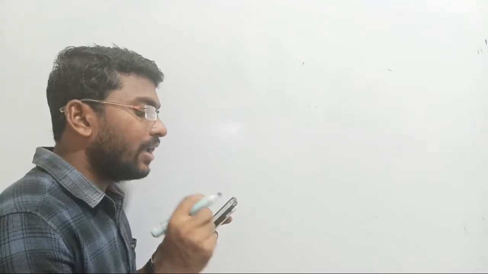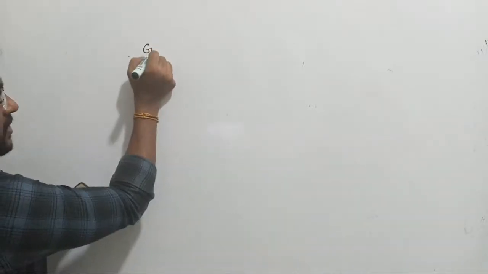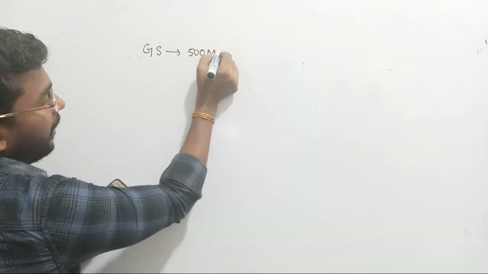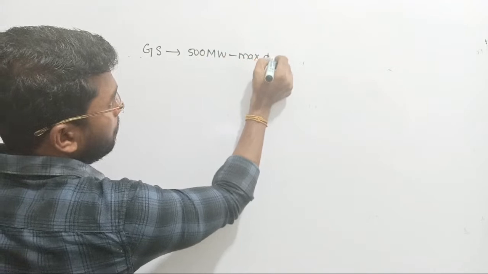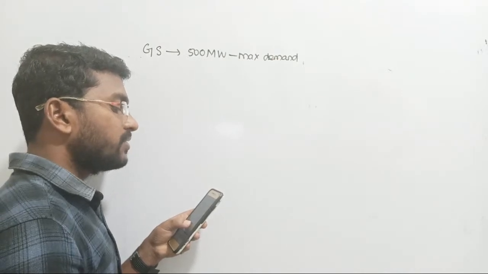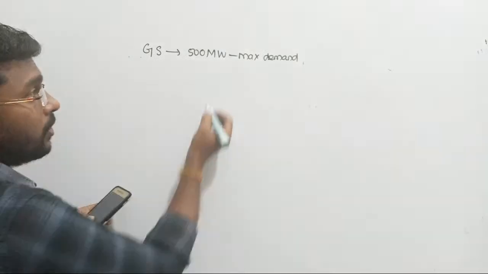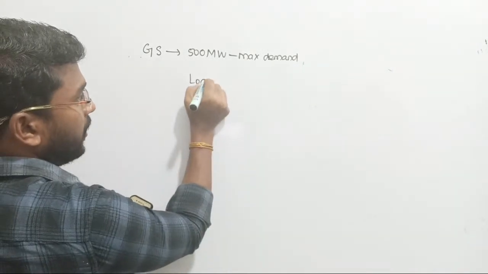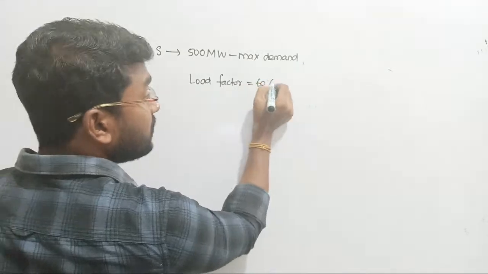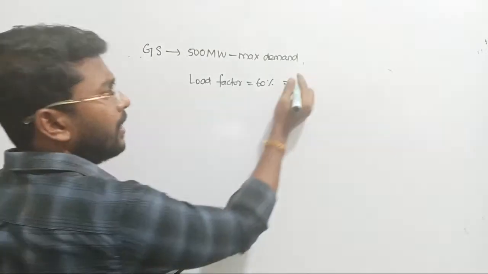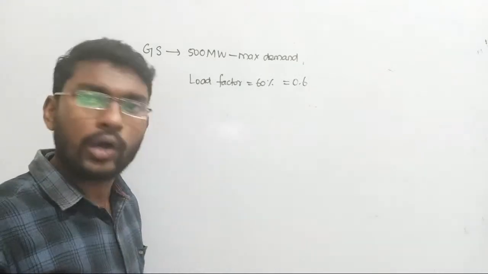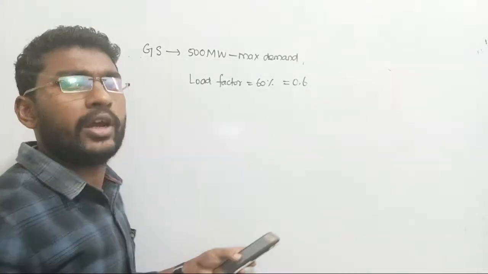The question is: a generating station is working on a maximum demand of 500 megawatt. The annual load factor is 60%. Annual load factor, for one year, is given as 60%. Just divide by 100 to get the actual load factor value. We know load factor and demand factor are less than 1. So load factor is always less than 1; given it is 0.6.